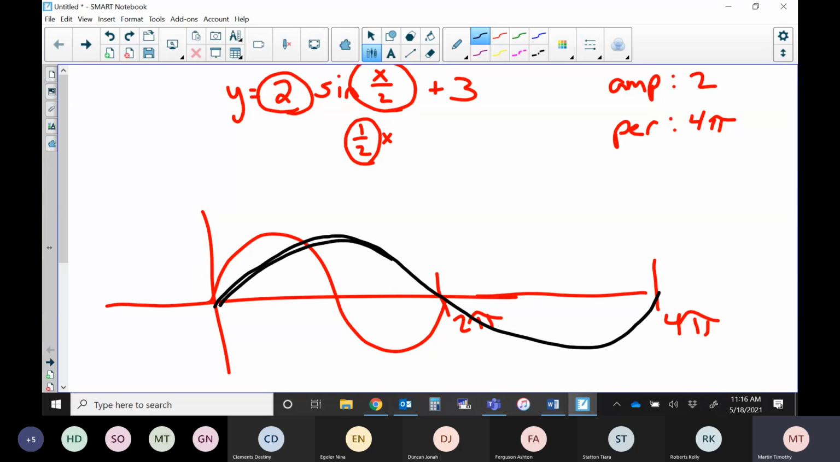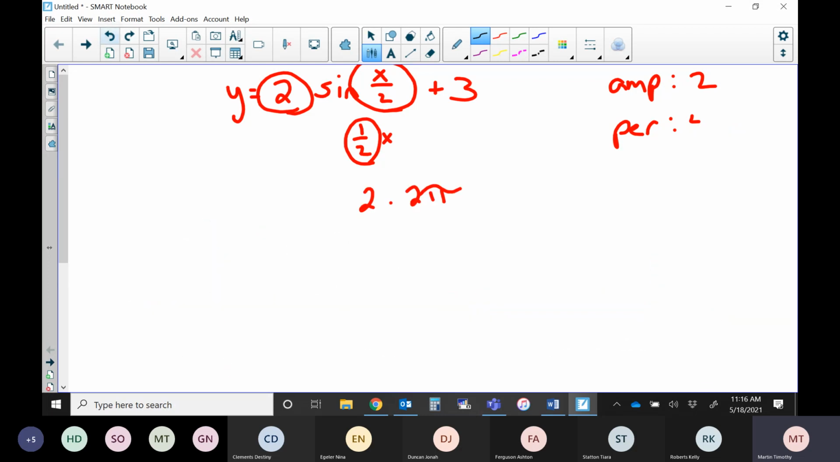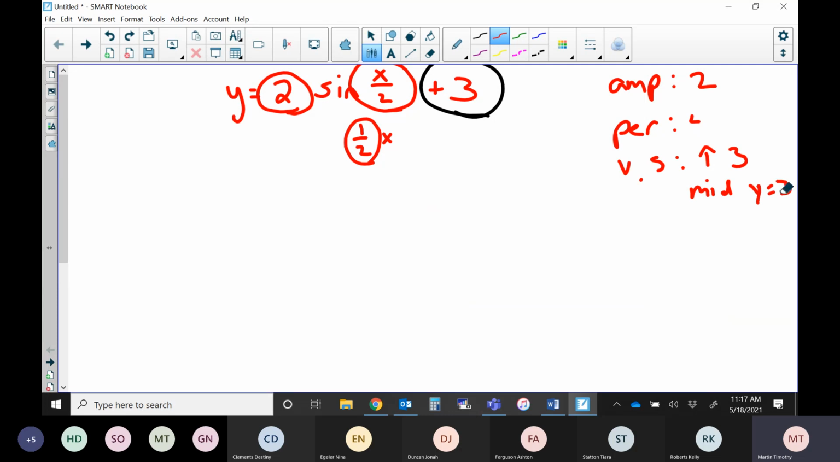It's going to take 4 pi to complete a full up and down. Notice, though, because they both have that amplitude of 2, they're both going to have the same max and min. So that's what changes when I talk about the period. And then finally, this 3 right here is going to make a vertical shift up 3, which means really my midline is no longer y equals 0. It's going to be y equals 3.